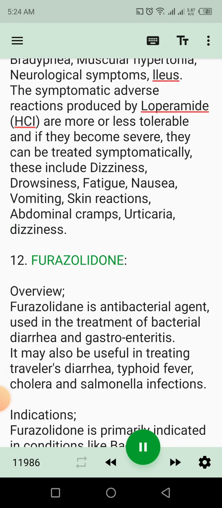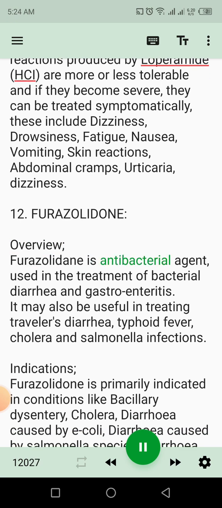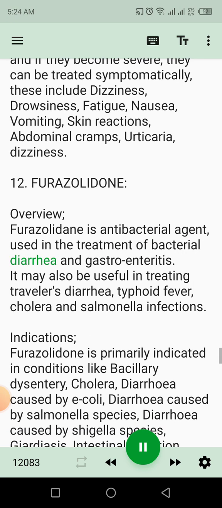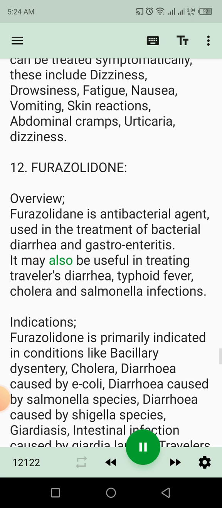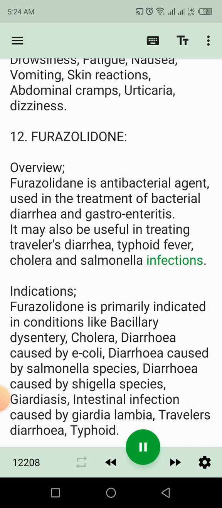12. Furazolidone. Overview. Furazolidone is an antibacterial agent, used in the treatment of bacterial diarrhea and gastroenteritis. It may also be useful in treating travelers' diarrhea, typhoid fever, cholera and salmonella infections.